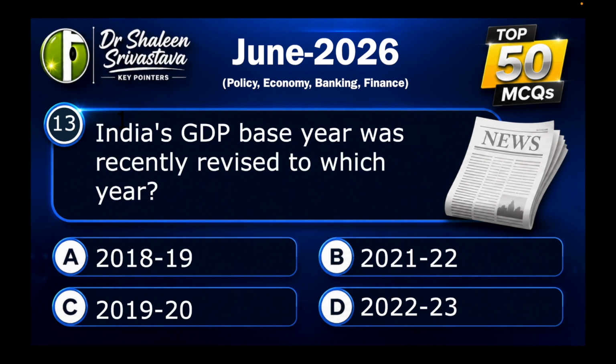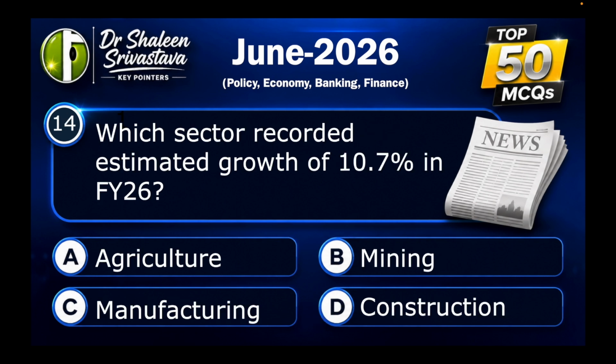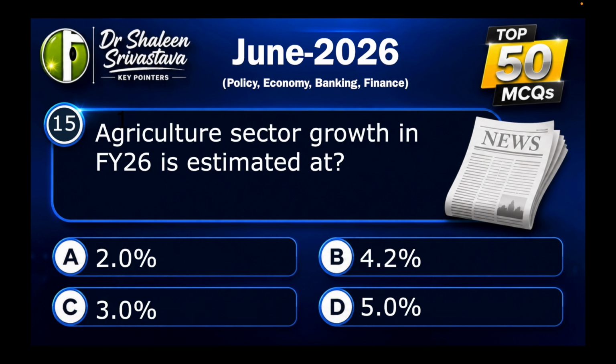India's GDP base year was recently revised to which year? The correct answer is D, 22-23. Which sector recorded estimated growth of 10.7% in FY26? The correct answer is C, manufacturing. Agriculture sector growth in FY26 is estimated at. The correct answer is C, 3%.